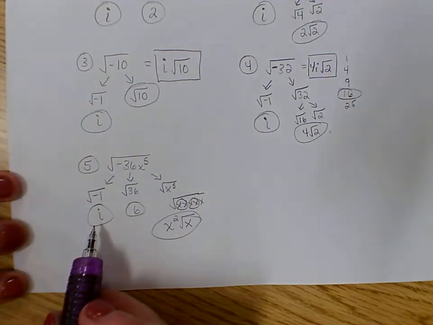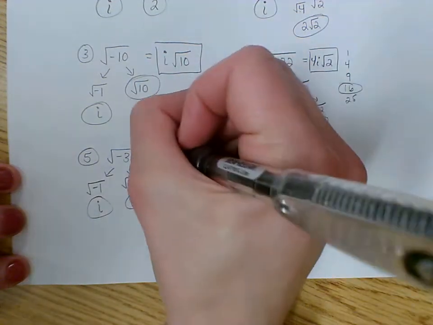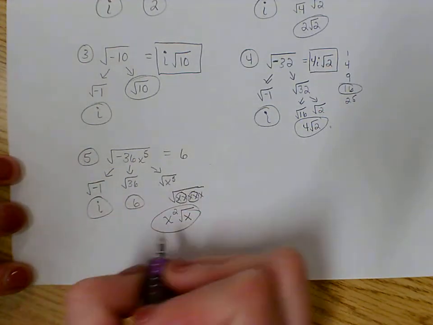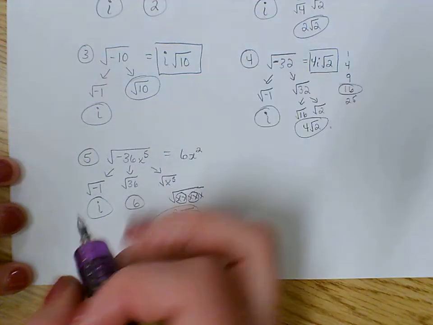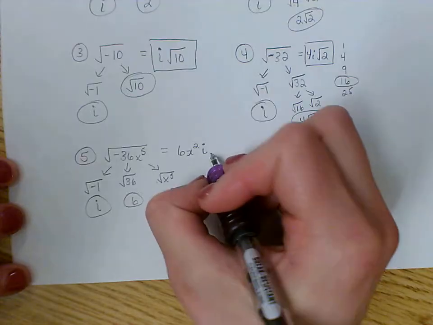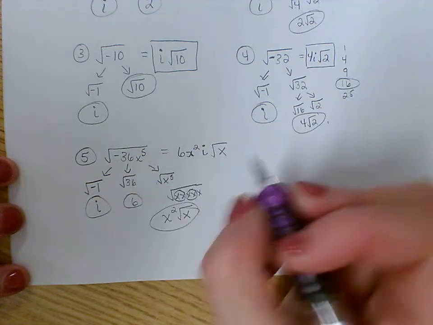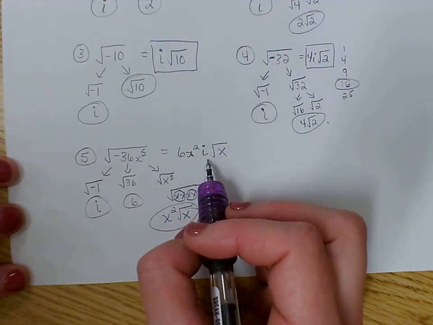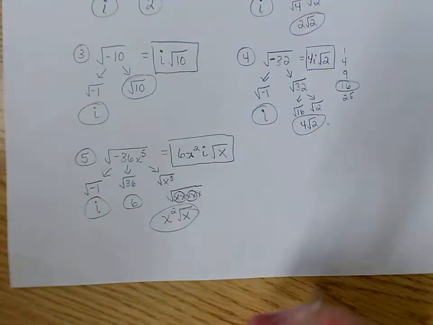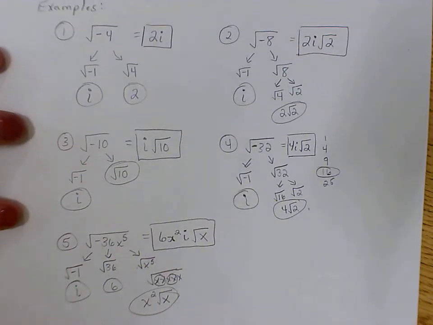Okay. Now, to put it all together, all your outside things go together. So you always put the number first. So you've got 6. Then you'll put your x squared. And then your i, so your i goes last. And then anything that's underneath the radical, you put at the very end. So your answer for this problem would be 6x squared i, and then square root of x. Okay, so that is how you write the simplest radical form when you have imaginary numbers.